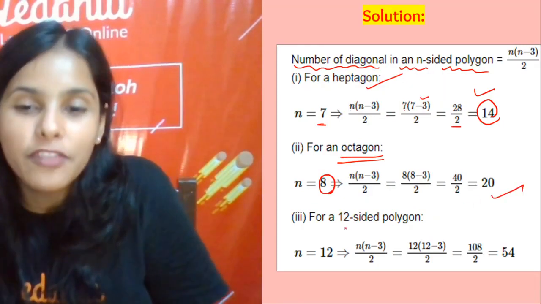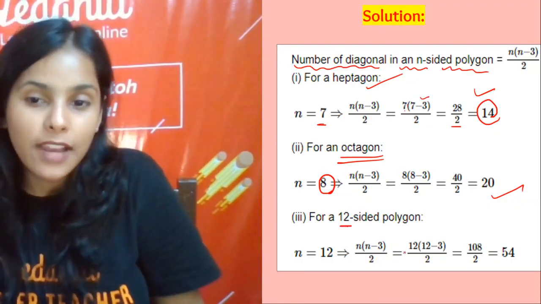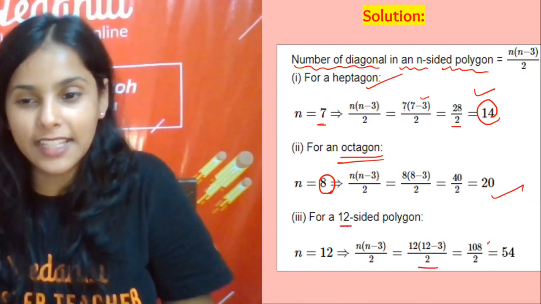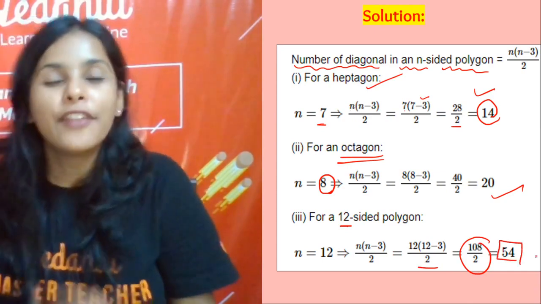Now you have a polygon which is 12 sided. So (12 minus 3) upon 2, that is 108 upon 2, that is 54.